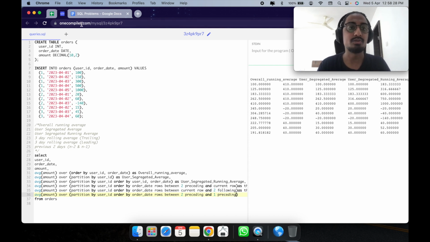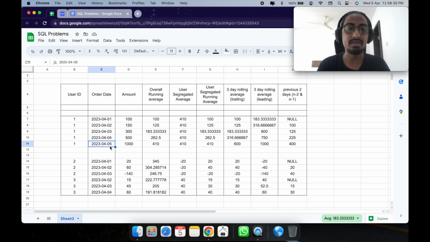I'll explain. Getting back here, let's take for example 500. What are the two preceding rows of 500? They are 300 and 150. So it's going to take 300 and 150, and it's also going to take the one preceding row, that is 300. Both are inclusive. So essentially the between function works here, where it takes the rows between 300, that is minus 1, and 150, that is minus 2. So the range between minus 1 and minus 2 is 150 and 300.